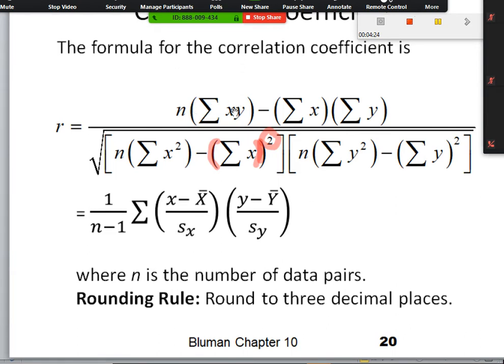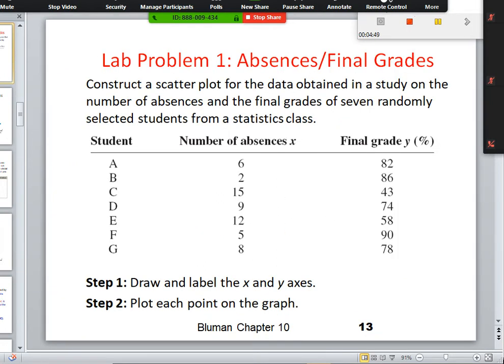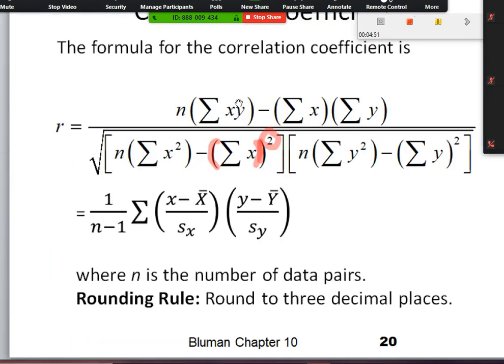N times the sum of every x multiplied by its y. So you take every x value and multiply it by its y value. For example, here's the x value, here's the y value. You'd multiply 6 times 82, and then you multiply 2 times 86, and multiply 15 times 43. And then you add up all of those, you sum all of them. And then you subtract the sum of all your x's, multiplied by the sum of all your y's.